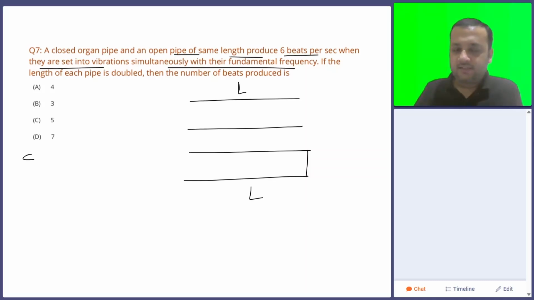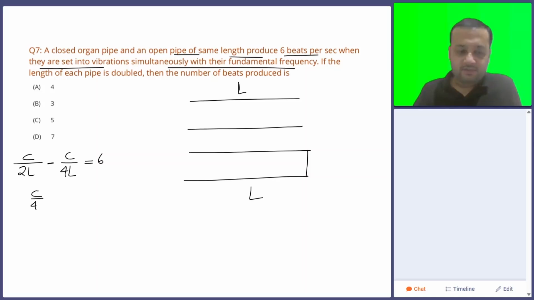We know that the fundamental frequency of an open organ pipe is the speed of sound divided by twice the length, C by 2L. This is the standard formula. And what is the fundamental frequency of a closed organ pipe? That is C by 4L. Now the difference of these two values will be the beats, which is 6 here.